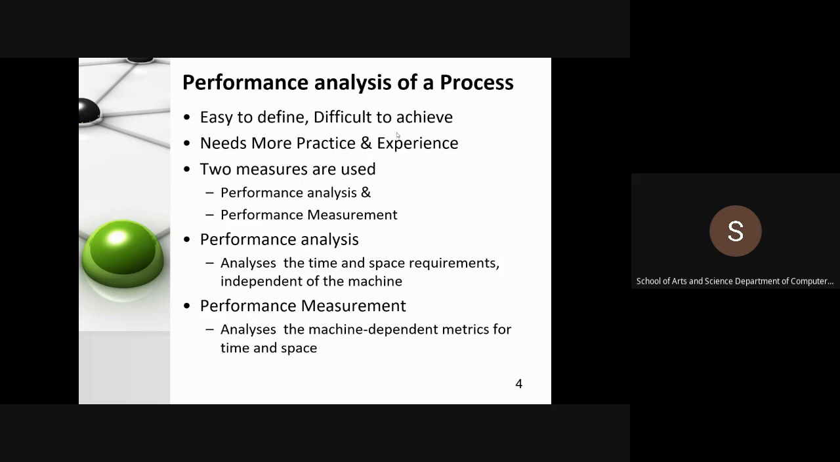But there might be a problem. Performance analysis alone is not enough, so we have to go for performance measurement. What is performance measurement? The second measure analyzes these requirements: how many steps are needed, what time is needed, and what the space requirements are. These concepts are analyzed with machine dependent metrics.